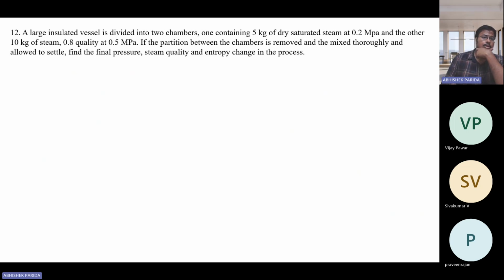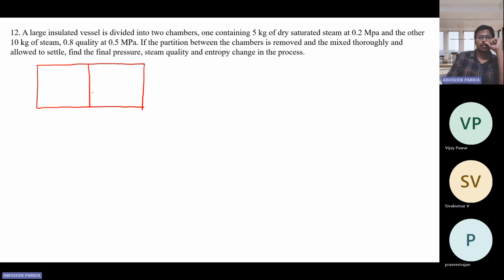So we have this question. A large insulated vessel is divided into two chambers. This is also a very good question. A large insulated vessel is divided into two chambers. So this is the chamber division. One is containing 5 kg of dry saturated steam. So what does dry saturated steam mean? Quality is 1, at 0.2 megapascal.